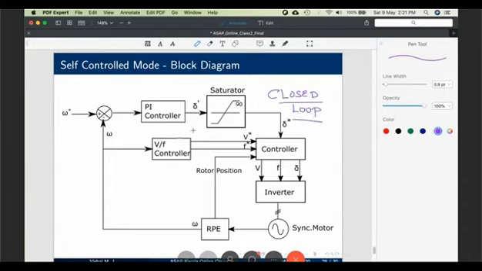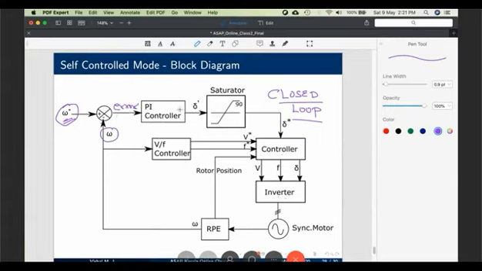Why is it so? Because the stator frequency is decided by the rotor speed. So we have to sense the rotor speed and then do all these things. So you have your speed command, your desired speed omega star. Actual speed comes from the rotor position encoder connected to the synchronous motor. An inverter is connected, a controller is governing the inverter, and here the speed error comes.